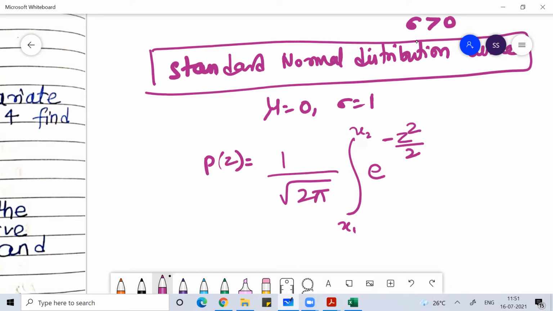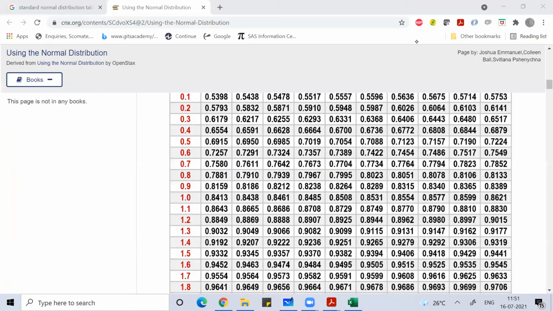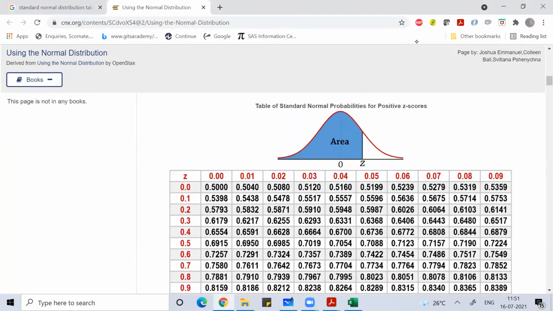And for that, we need a normal distribution table. Sometimes we get a normal distribution table like this, where the table is reflecting the area from the left tail to the point z. So in case you are looking for the area from z equal to 0 to any different value of z, then you can subtract 0.5 from it.